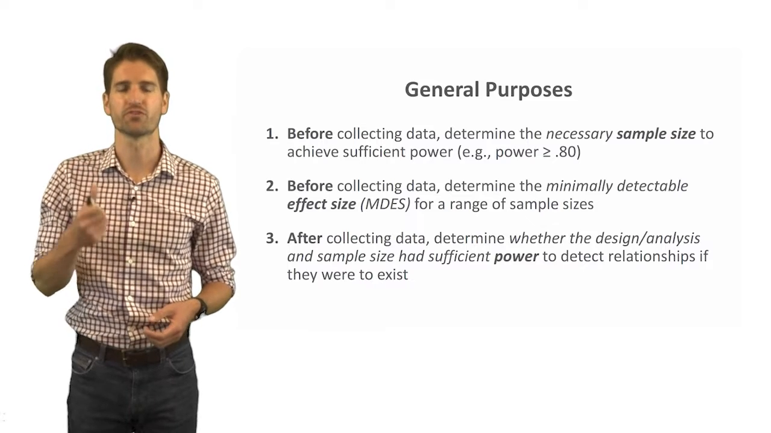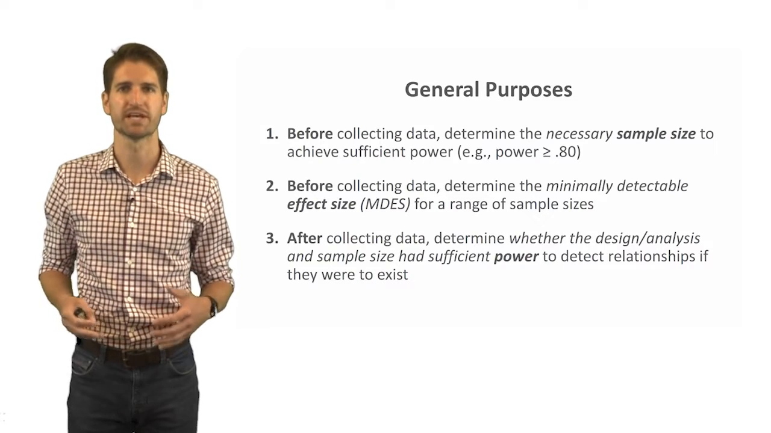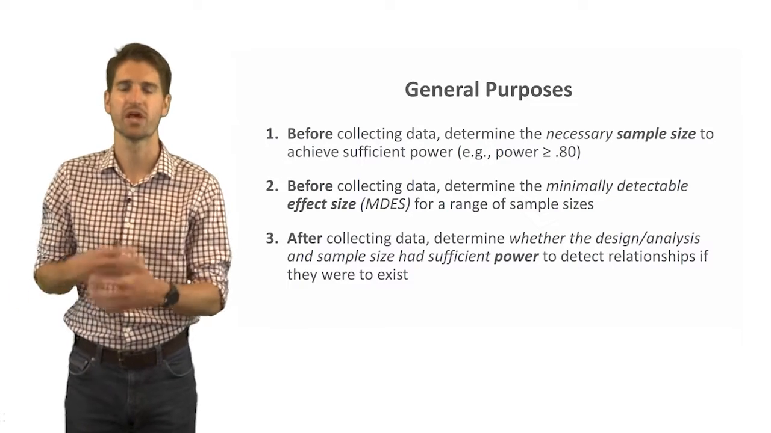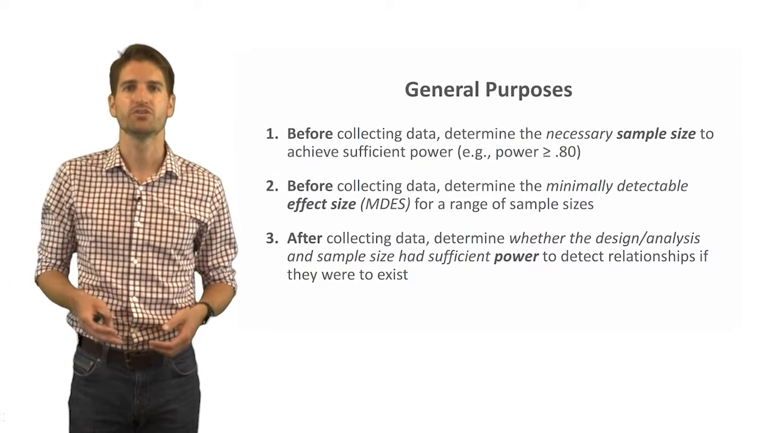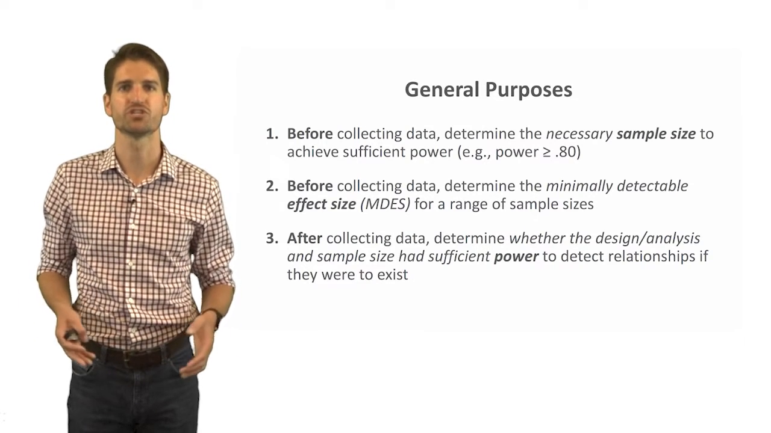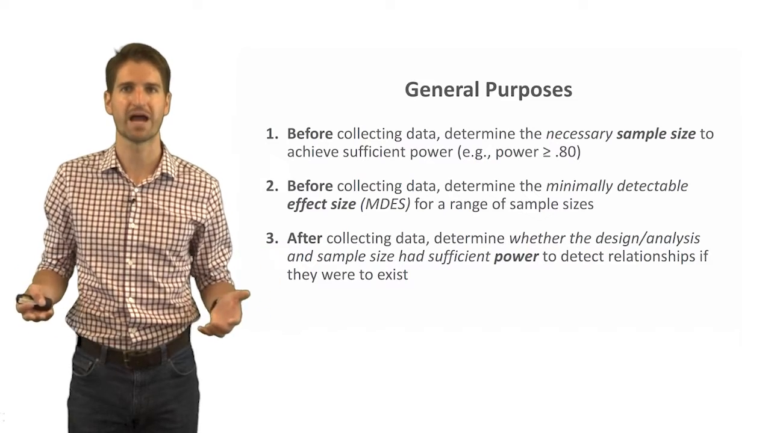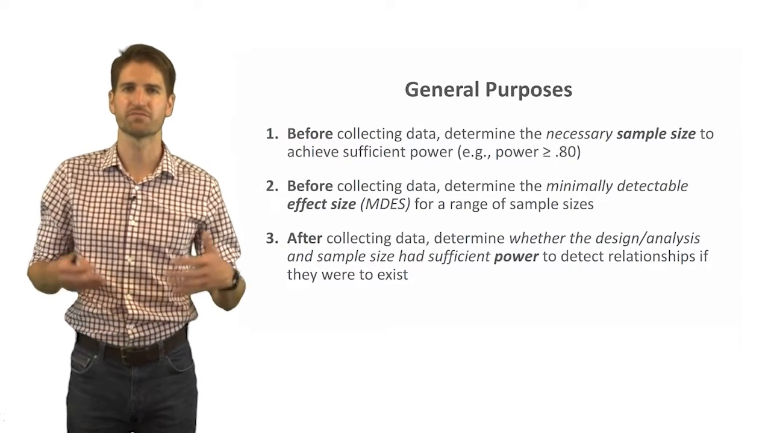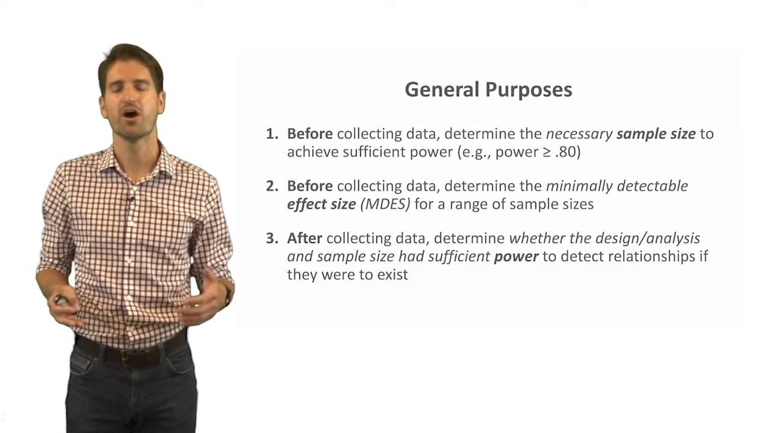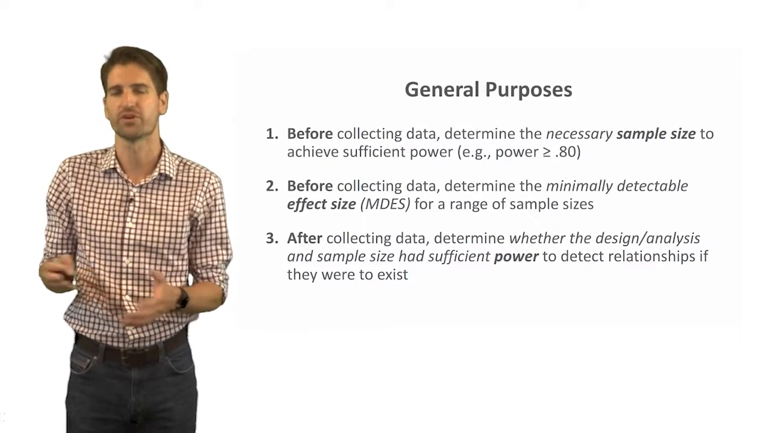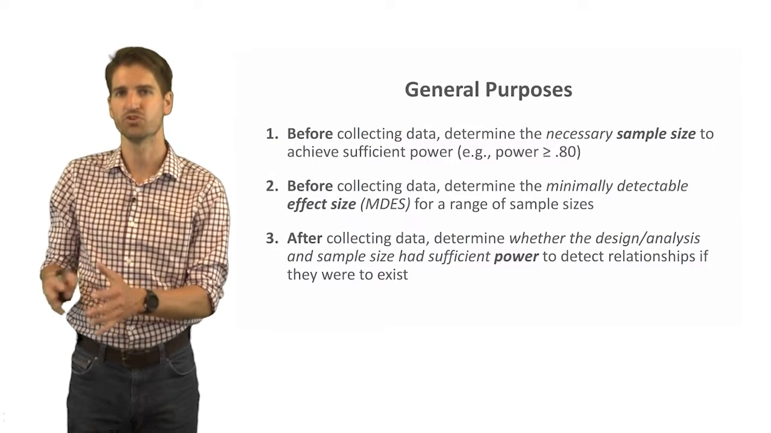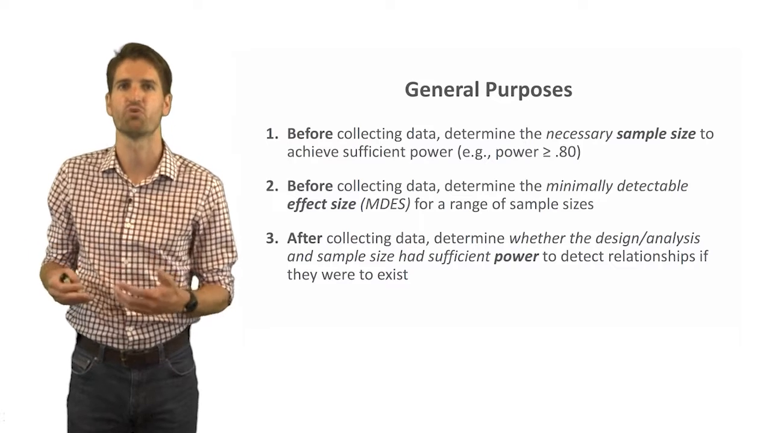The first general purpose for conducting a power analysis is that, before collecting data, in order to test a hypothesis or investigate a research question, you might use a power analysis to determine the necessary sample size to achieve sufficient statistical power. And by convention, sufficient statistical power is usually equal to or greater than 0.80. Although that's just like an alpha value of 0.05, it's not a set and immutable value. Rather, it really depends on what your goals are.